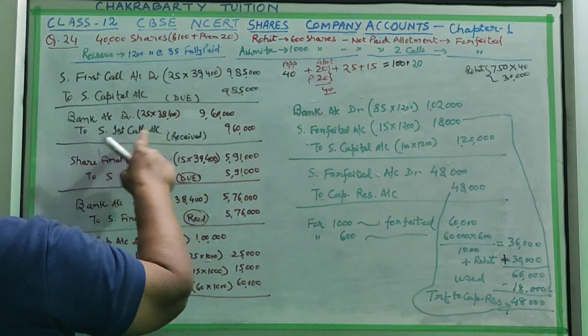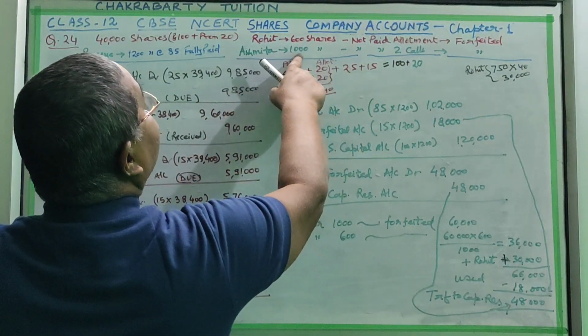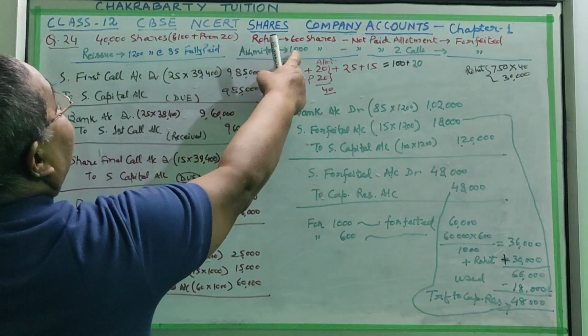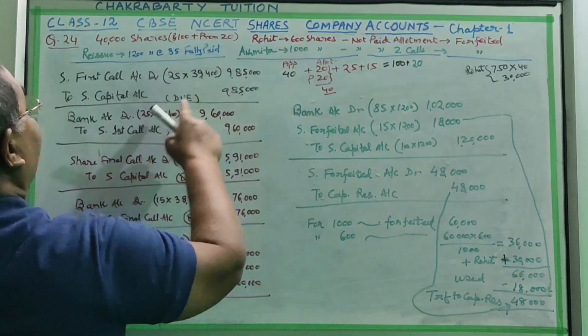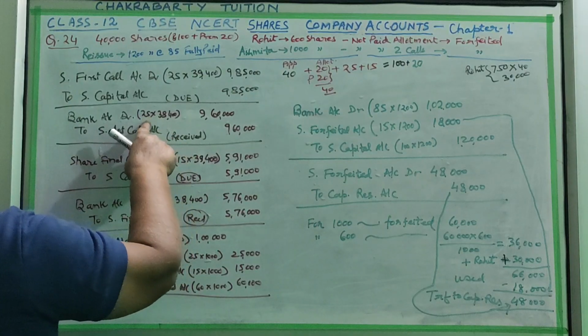Then you receive the amount received. You will not receive Asmita's amount. Out of 39,400, 1,000 shares, Asmita will not pay. So how many people will pay? 38,400 will pay at the rate of 25.